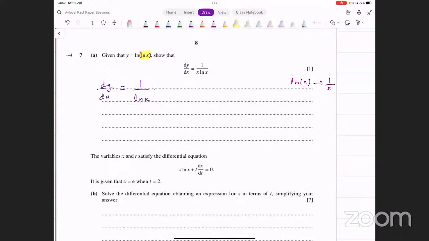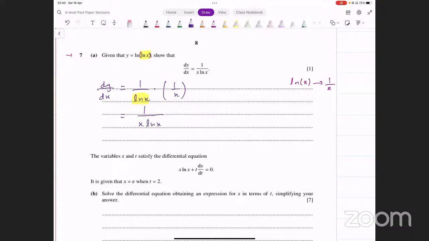और फिर क्या करना होता है? ये जो अंदर आ रहा होता है ब्रैकेट के, उसके derivative से multiply करना होता है. ln x का derivative क्या होगा? ln x का derivative होता है 1 over x. So we multiply by 1 over x. And what do we get from that? We get 1 over x ln x.